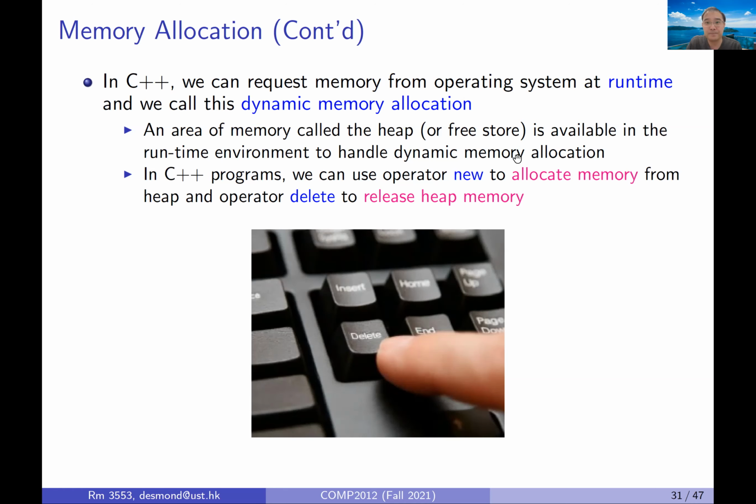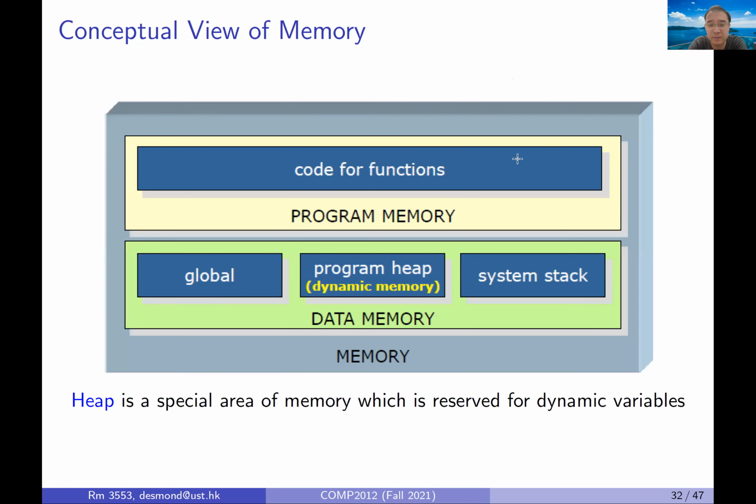All right, next. This picture shows you the structure of our memory. In other words, there are many different parts in our main memory. We have one part of memory that is used to keep the program code. We call this program memory. We use it to keep our program code.